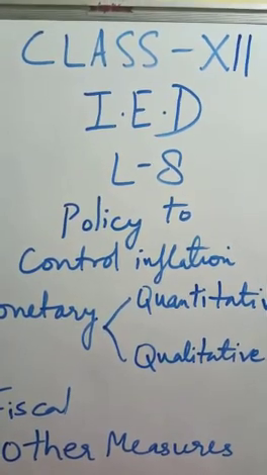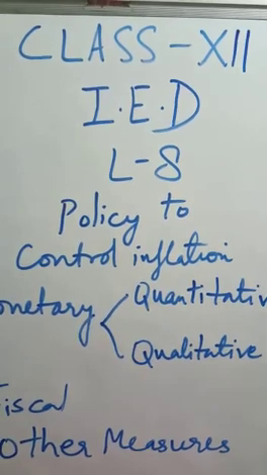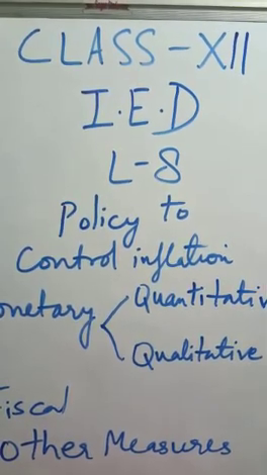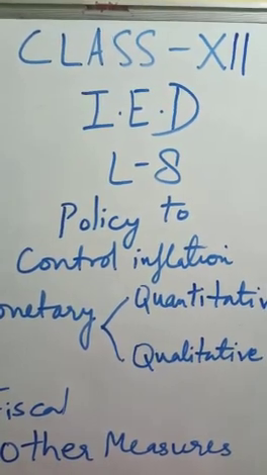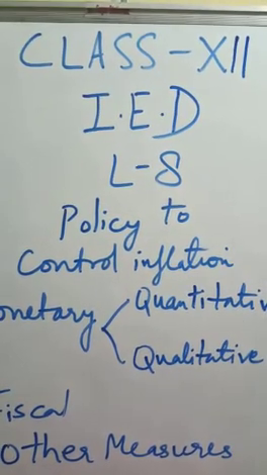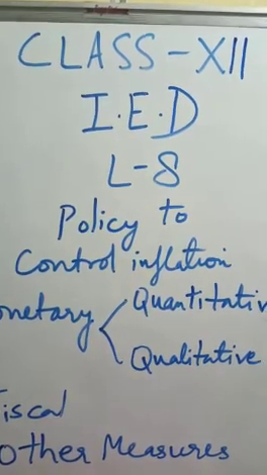Then comes price control of essential items. Under the price control policy, the government fixes the maximum price at which certain commodities can be sold. Prices of essential goods need to be controlled in order to ensure their availability to all sections of society.